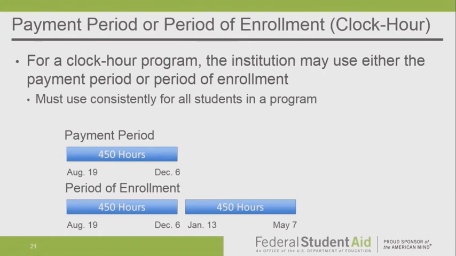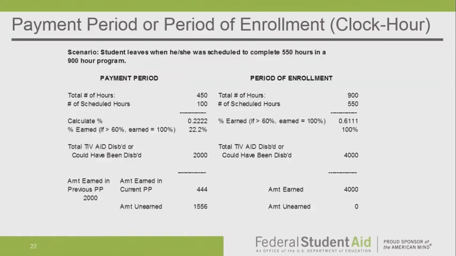So this is a clock hour version of the same kind of thing that we were discussing before, and all the things are the same except in a clock hour program, the definition of your payment period or period of enrollment is in hours, not in days. So you can see here the payment period is 450 hours, the period of enrollment is about 900 hours. And the same thing is true. You have to apply whichever one you choose consistently with all students in the same program.